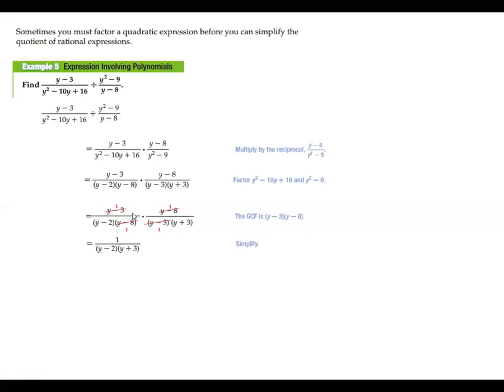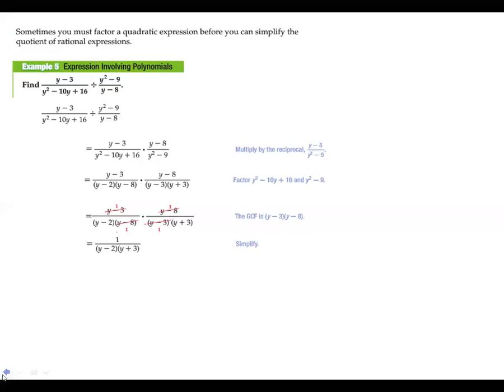Again, if everything in the numerator cancels, you have to have a 1 there as a placeholder to show that the numerator is still there. If you just wrote y minus 2 times y plus 3, that would be wrong, because that would imply that it's not in the denominator. Okay? Now, if you want to FOIL that out and write it as y squared plus y minus 6 underneath the 1 like that, that would be fine. But you can leave it in its factored form like this.